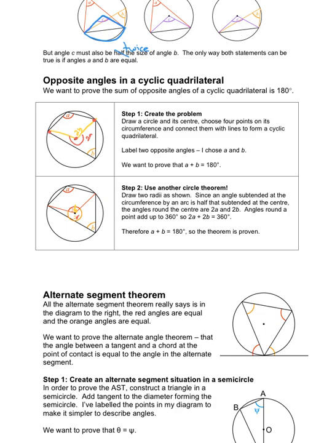So what I have is 2A plus 2B equals 360. And therefore, if I divide everything by 2, I get that A and B must add to 180. So that proves the theorem correct.